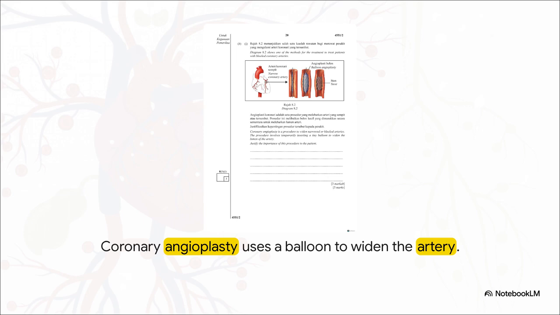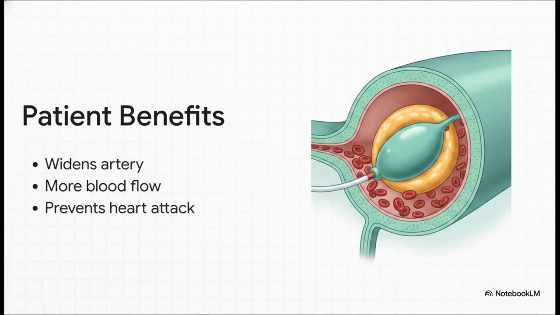So doctors literally insert a tiny, deflated balloon into the artery and inflate it to temporarily widen that blocked space, the lumen. Then, a little wire mesh tube called a stent expands with the balloon and stays behind like a scaffold to keep the artery permanently open. It's an absolute lifesaver. So why does this matter so much for the patient?